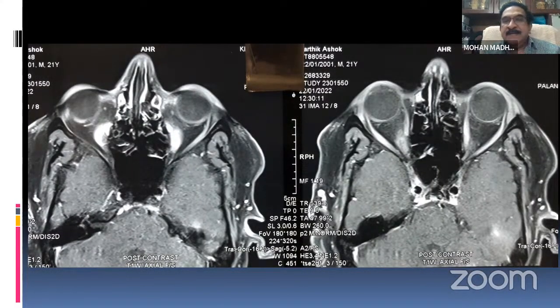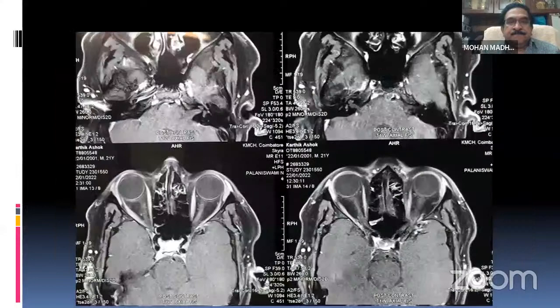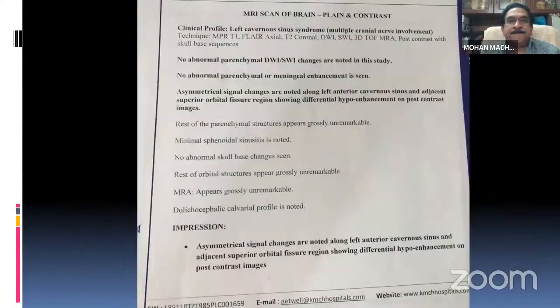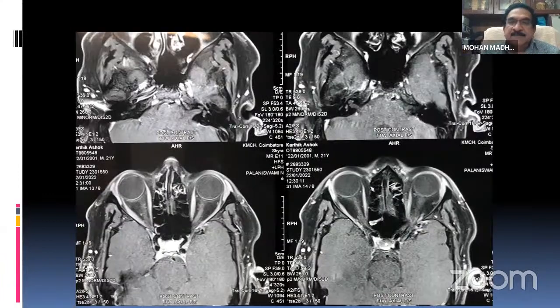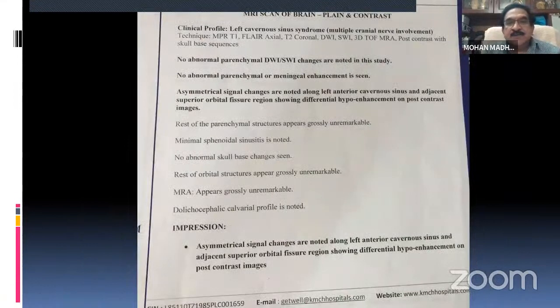They found some abnormality here in the parasellar region. I'll come to that in more detail shortly. This is the contrast. They noticed some asymmetrical signal changes along the left anterior cavernous sinus, and this is the superior region showing differential hypoenhancement on post-contrast images.